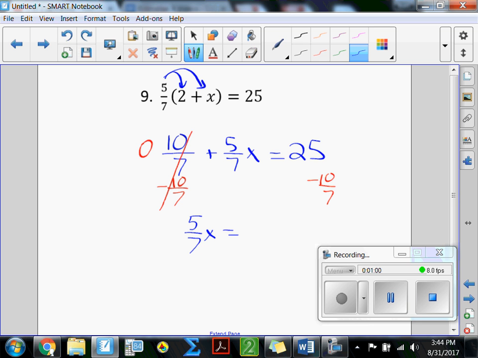And then 25 minus 10/7. I'm going to do that one in my calculator because I don't feel like doing it in my head. 25 minus 10/7 is 165/7. Again, nothing wrong with using your calculator there.